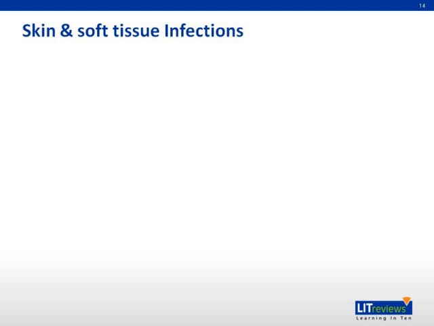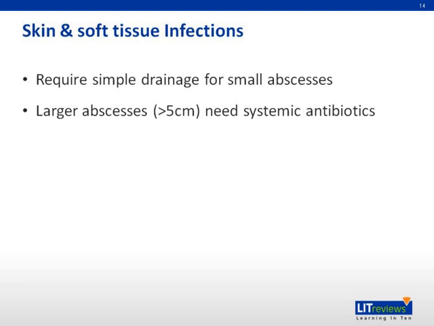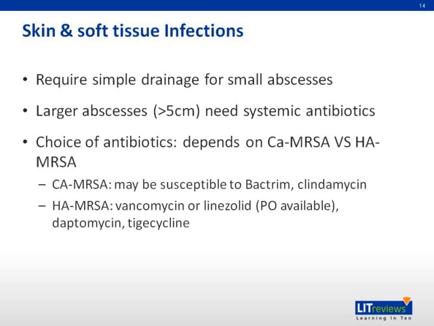Skin and soft tissue infections. Small abscesses can be easily treated with incision and drainage alone. However, larger abscesses may require systemic antibiotics, in addition to drainage. The choice of antibiotics depends on whether the strain is community-acquired or hospital-acquired MRSA.